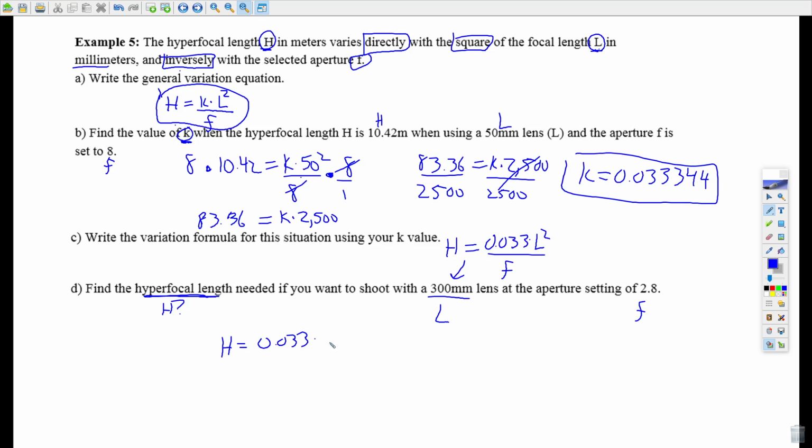0.033 times 300 squared. That's the L. And we're going to divide that by 2.8. So 300 squared, you can probably do the whole thing at once, is 90,000 times 0.033. So the top is 2,970. The bottom we're going to divide by 2.8.